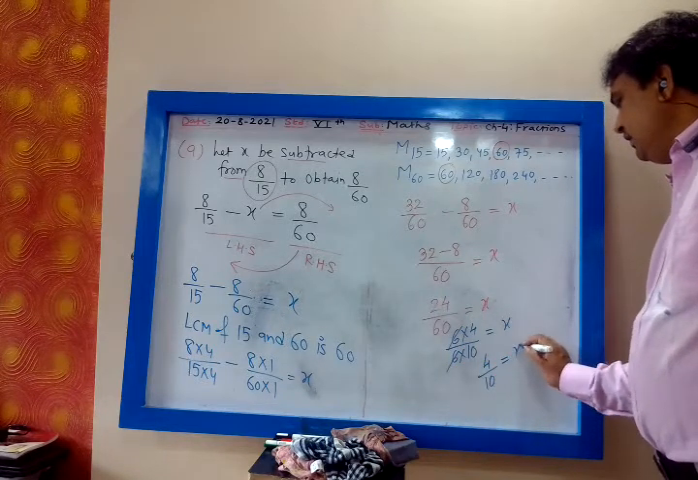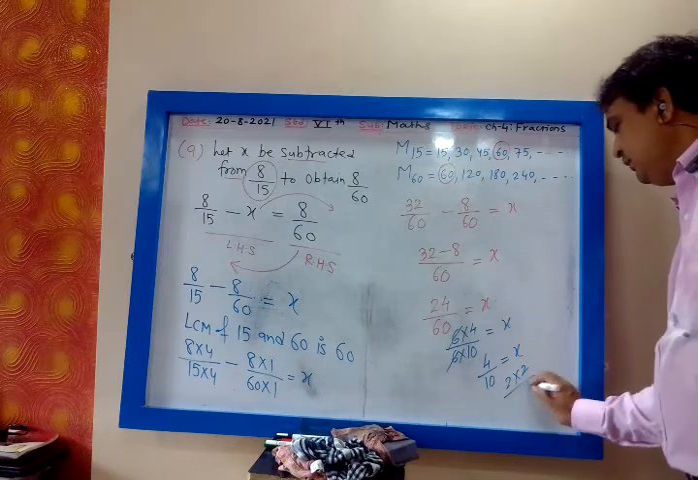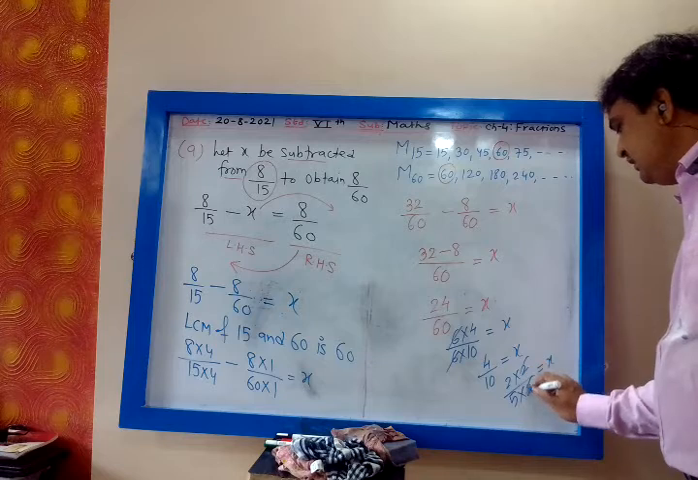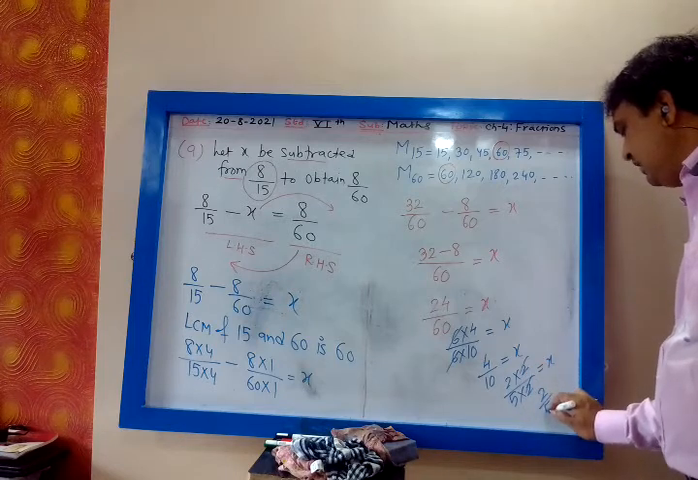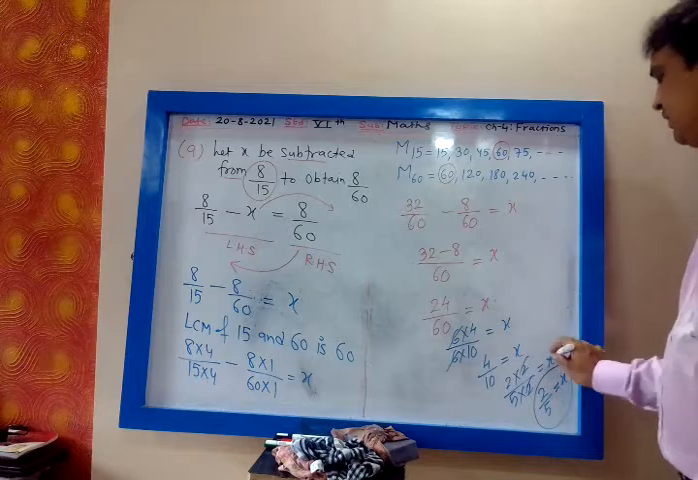But in 4 upon 10 there is a common factor. 2 twos are 4, 5 twos are 10. Again the 2s get cancelled. That is 2 upon 5. So 2 upon 5 is equal to x. The answer for x is 2 upon 5.